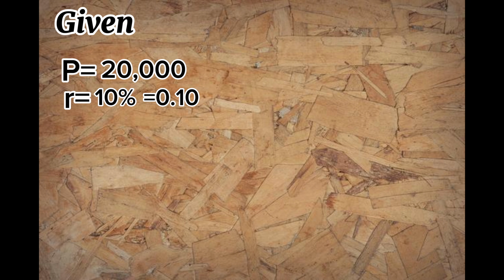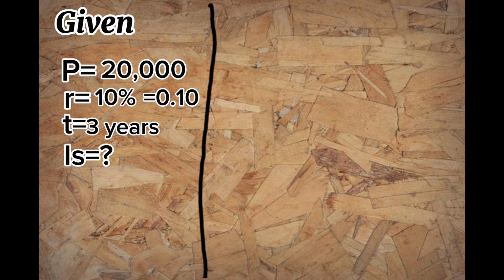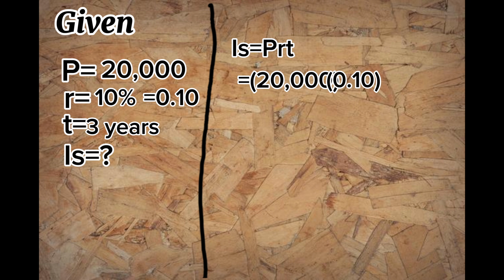And the third one is our T, which is time or term. So our T is equals 3 years. So our problem is to find I sub s. So we solve it here, and don't forget to write the formula. So I sub s equals PRT. And the next is we write our P, which is principal, is equals 20,000. And we multiply it, our R is equals 0.10. And then we put the time here, which is 3.